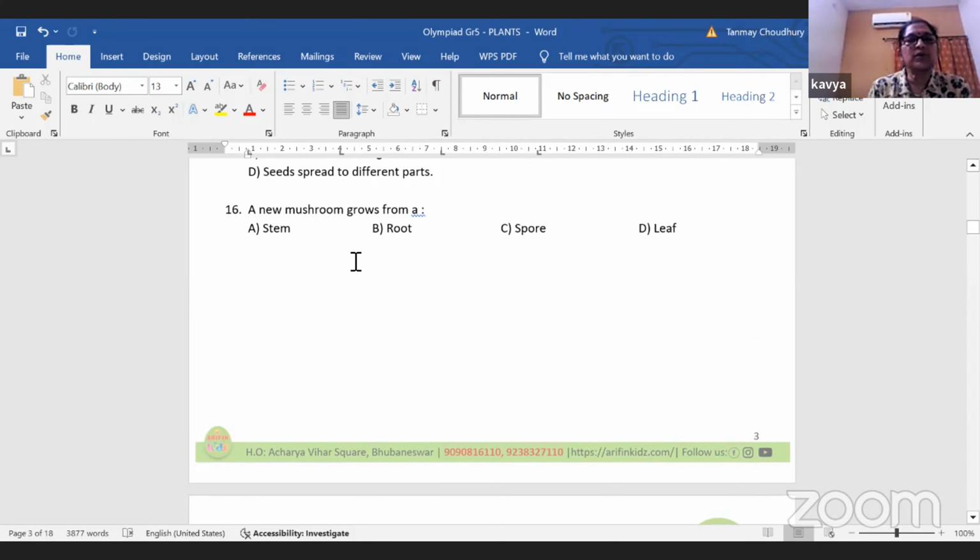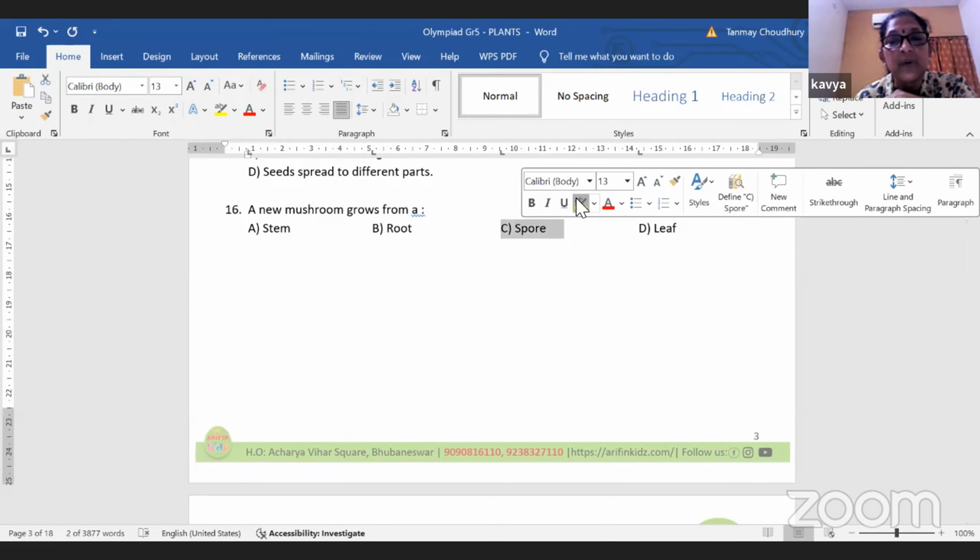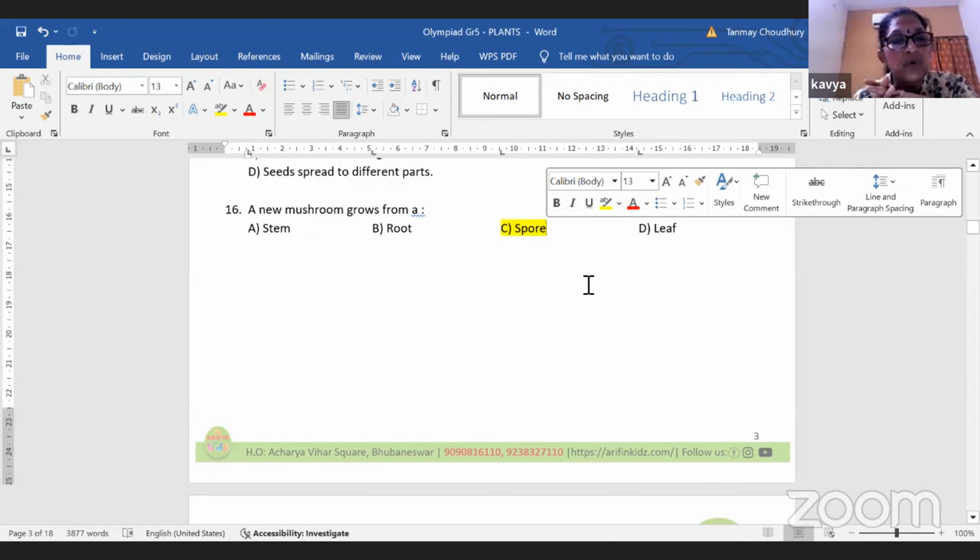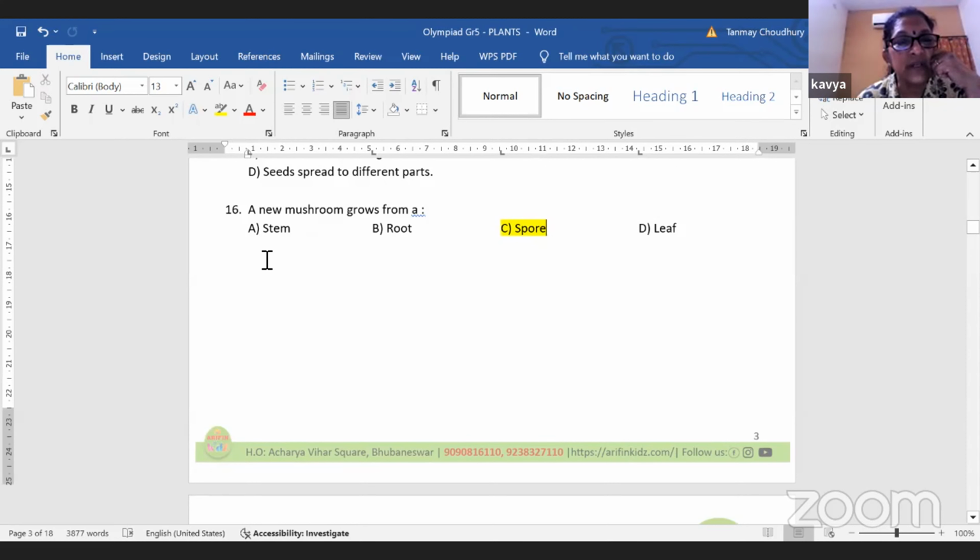A new mushroom grows from a dash. Now, mushroom, as you know, is a fungus. It is not a plant, it is a fungus. Okay. And how does a mushroom reproduce? A mushroom reproduces from spores. It doesn't have a stem, root, or leaf. It reproduces from spores. Now, do you know any other plant that reproduces from spores? They are the fern plants. The ferns.